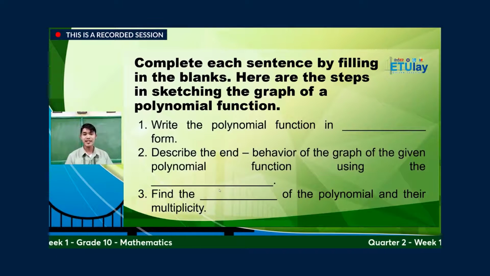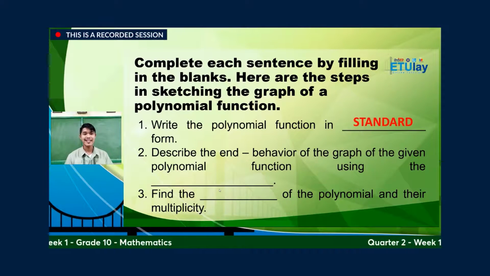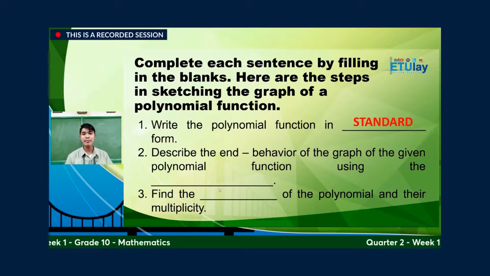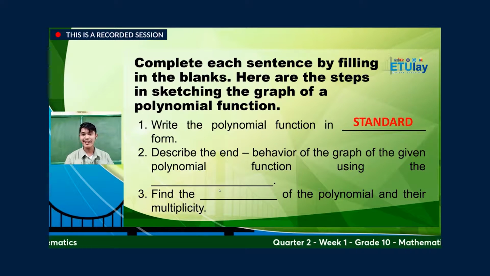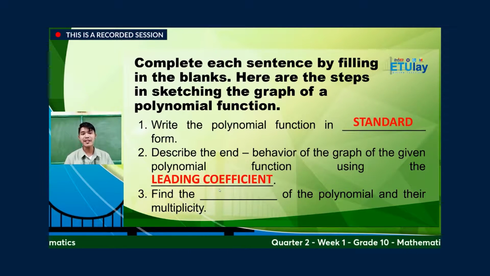Number 1, or the first step, write the polynomial function in blank form. What do you think? The answer is standard. So write the polynomial function in standard form. How about step 2? Describe the end behavior of the graph of the given polynomial function using the blank. What do you think? The answer is leading coefficient. Again, you will describe the end behavior of the graph of the given polynomial function using the leading coefficient.